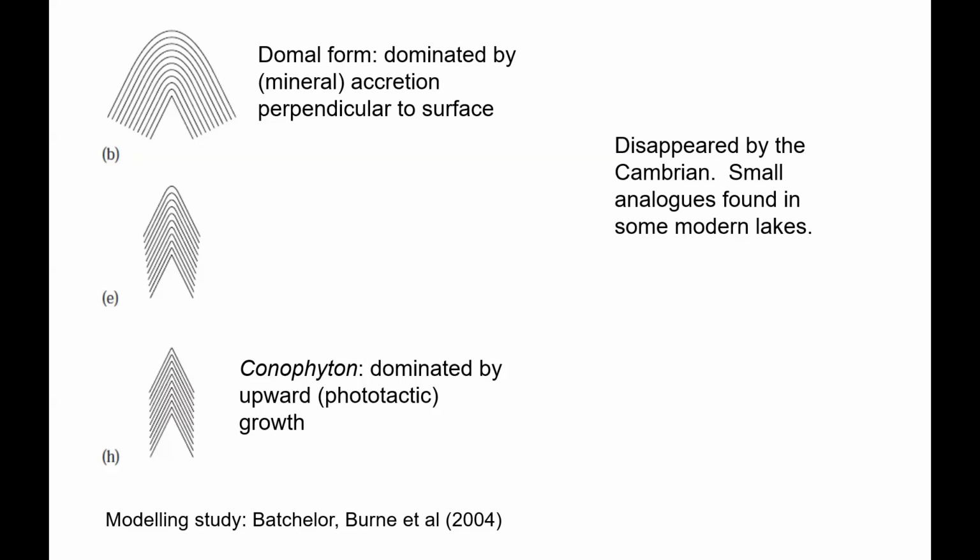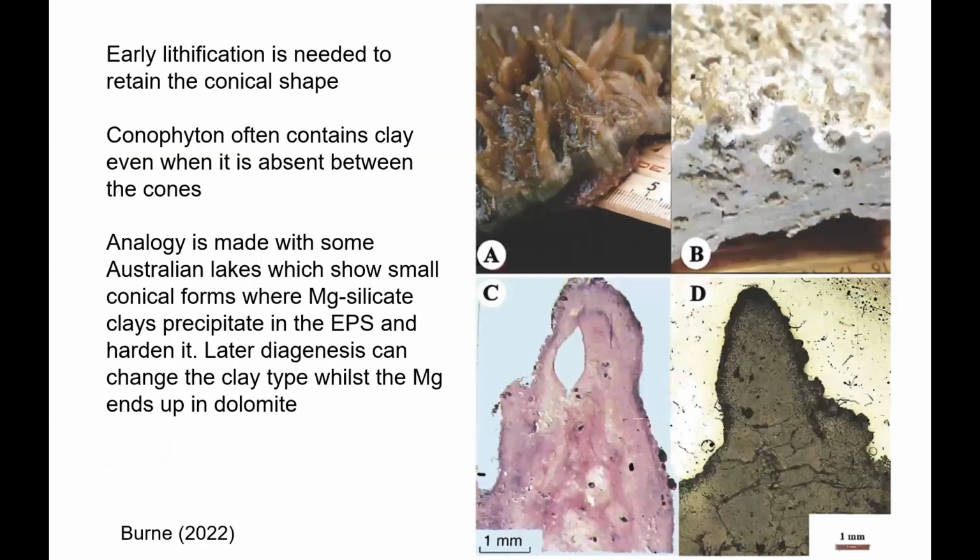And there are some modern lakes where there's some very small possible analogues of these things. See, that's only a couple of millimeters across. There they are in 3D. And these little structures have clay, magnesium silicate clay, precipitating in the EPS, so in the microbial mat, and that stiffens it and allows them to keep their shape.